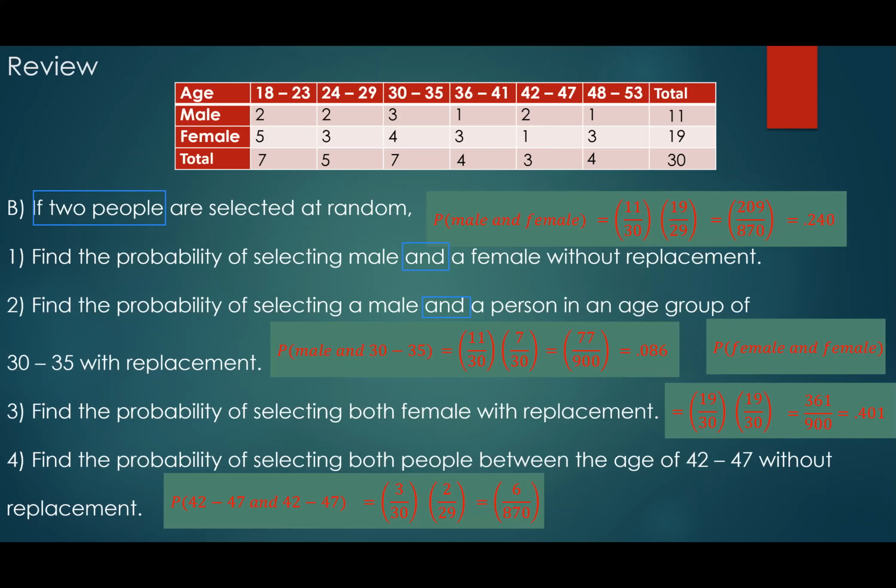But again, the arithmetic is very easy in the sense that 3 times 2 is 6, and 30 times 29 will give you the denominator, and then you divide them to give you 0.007. Any questions with this 4 problem here?